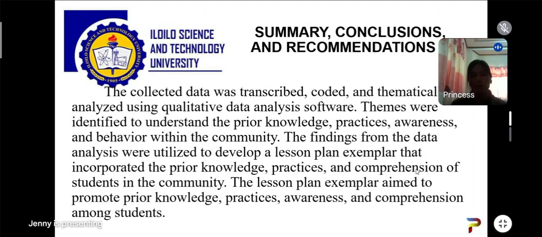The collected data was transcribed, coded, and thematically analyzed using qualitative data analysis software. Themes were identified to understand the prior knowledge, practices, awareness, and behavior within the community. So the findings from the data analysis were utilized to develop a lesson plan example that incorporated prior knowledge, practices, and comprehension of students in the community. So the lesson plan exemplar aimed to promote prior knowledge, practices, awareness, and comprehension among students.